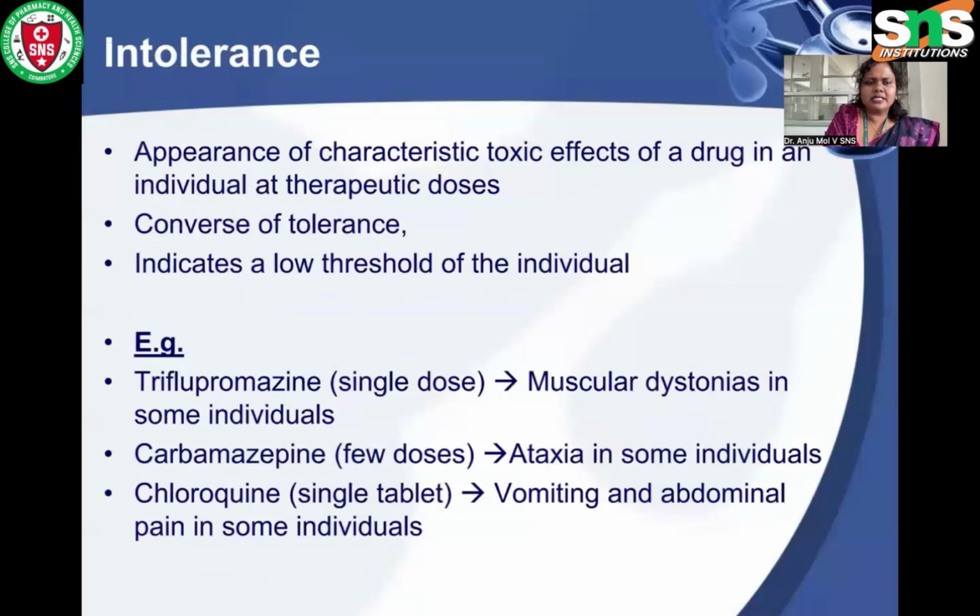Now let's see what is intolerance. Appearance of characteristic toxic effect of a drug in an individual at a therapeutic dose is known as intolerance. It is the converse of tolerance. When we cannot tolerate something, that leads to intolerance. It indicates a low threshold of an individual. Let's see some examples for intolerance.